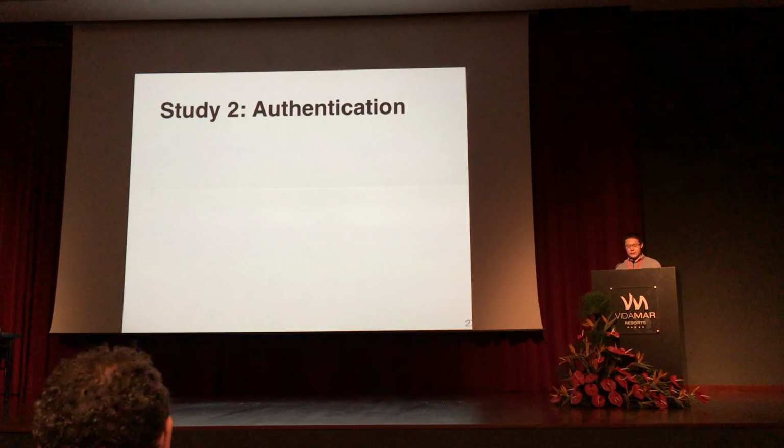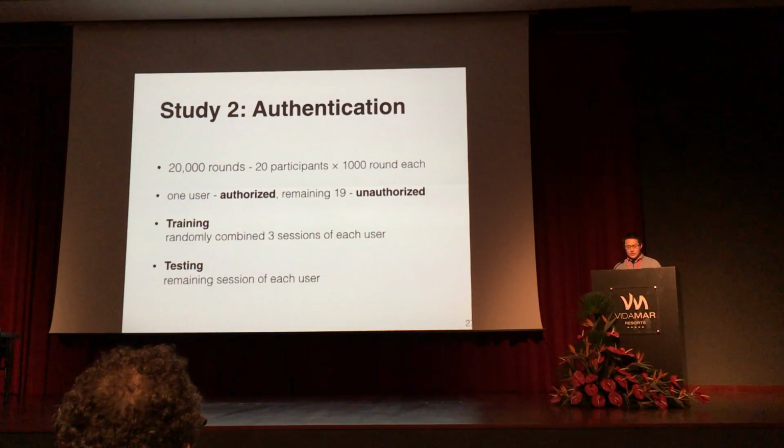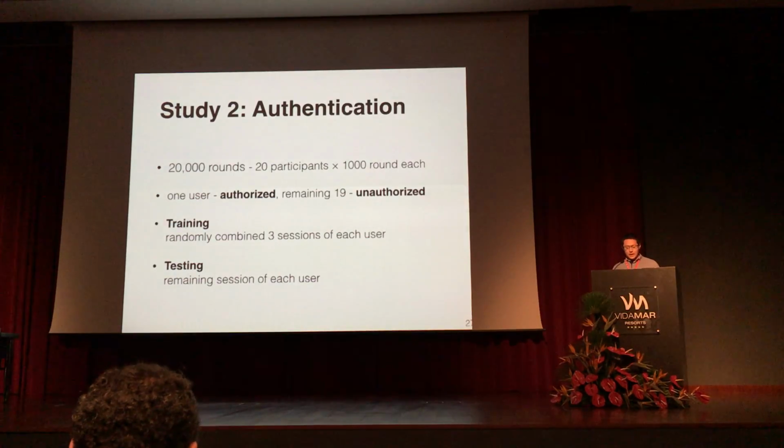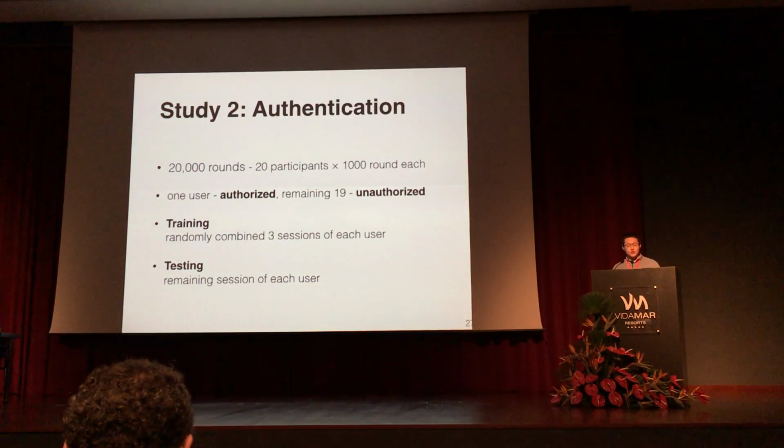To evaluate authentication accuracy, we ran 20,000 rounds of simulation. In each round, we labeled 1 participant as authorized and the remaining as unauthorized. We randomly combined 3 out of the 4 sessions to form our training set and tested it on the remaining session. The reason we do this instead of cross-validation is to avoid overfitting to similar placement of the handprint within 1 session and to add variety.